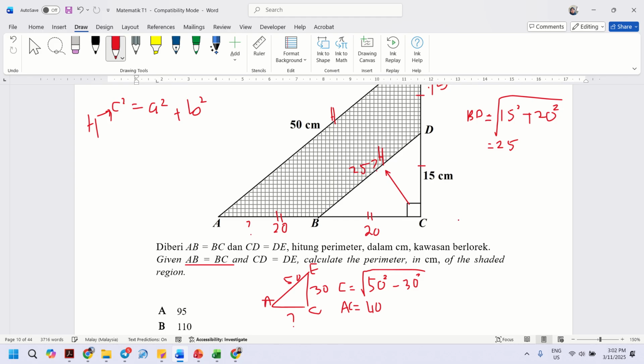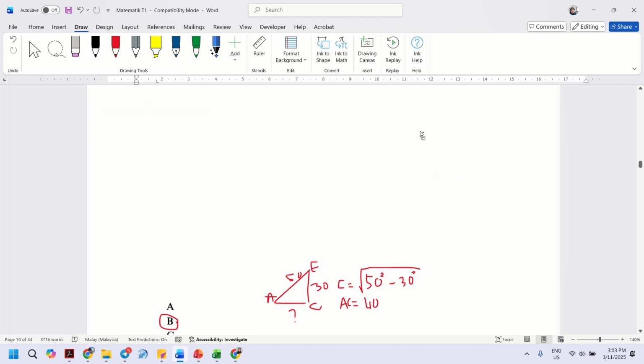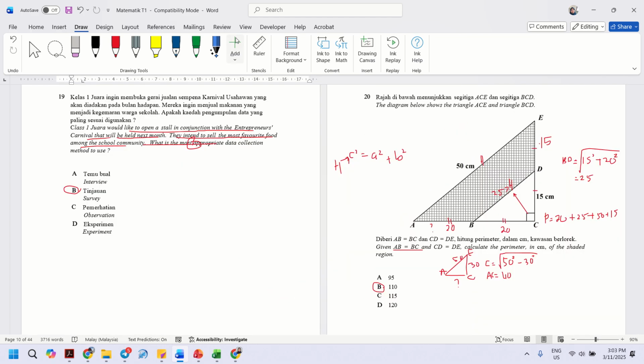Then what do you have to do? You want to find the perimeter. Perimeter equals 20 plus 25 plus 50 plus 15, the lengths including DC and DB. So your answer should be 110. So that is the answers for section A. Hopefully you know how to calculate, and you can ask anytime if you have any questions.